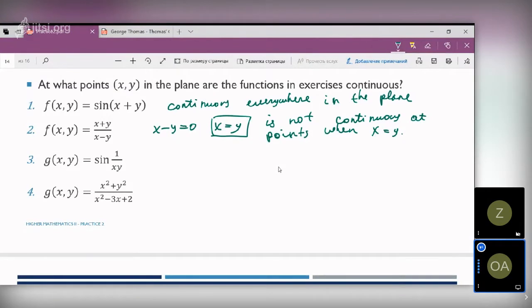When x equals to y, the second function is not continuous because when x is 2 and y is 2, 2 minus 2 becomes 0, we divide by 0. Or maybe both of them like negative 7. So their difference becomes 0. We cannot divide by 0 again. So it's everywhere except when x and y equal to each other.